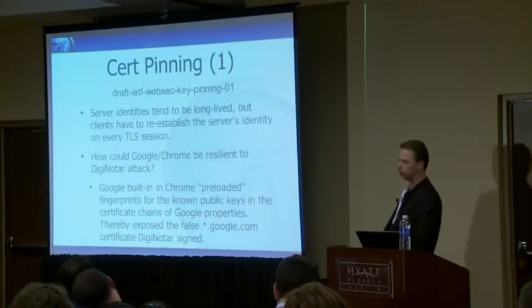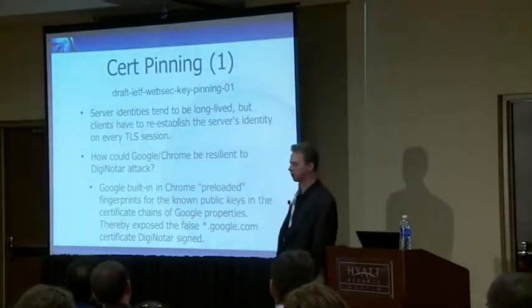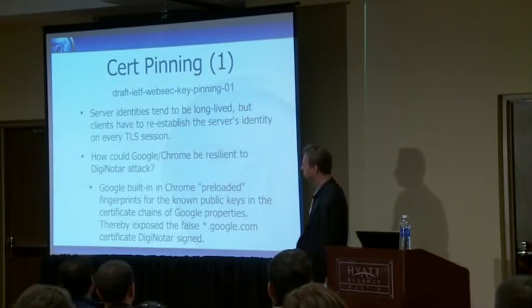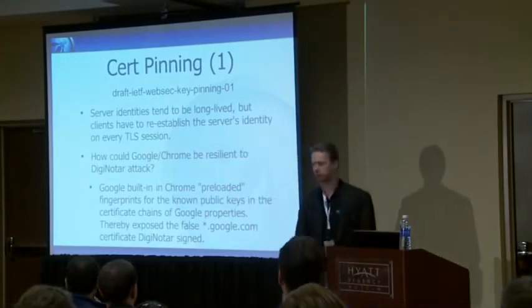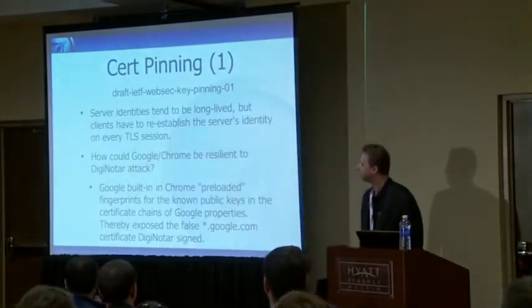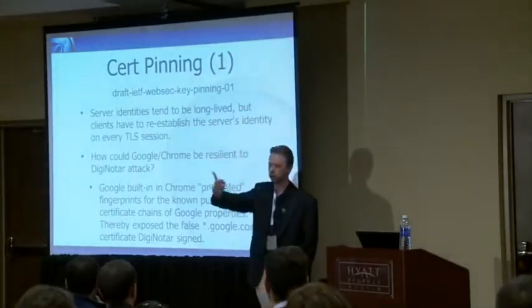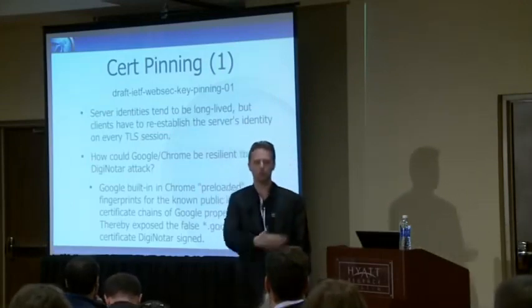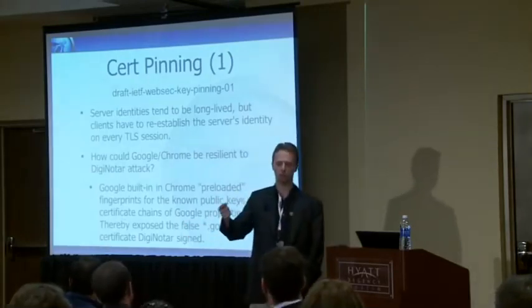The second bit is derived from work from Google and from Chris. Actually, it's Chris' work. I'm just presenting that. And the working group's work. So how could Google Chrome be so resilient? The fact was they basically had this preloaded fingerprint already in their browsers. And the interesting bit is server identities tend to be long-lived. But when you go there, you always start your session new, and you keep your session maybe for a couple of minutes, then you go out, and then you start a new session, and you would have to verify again that this fingerprint is there.